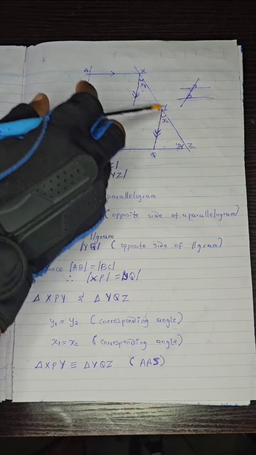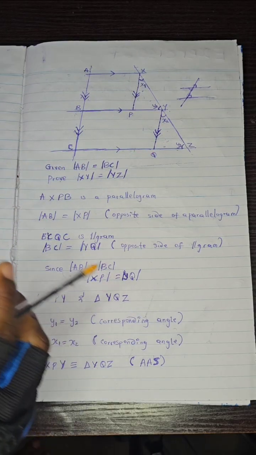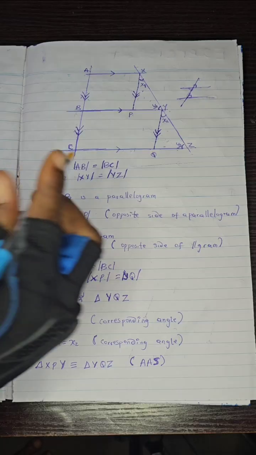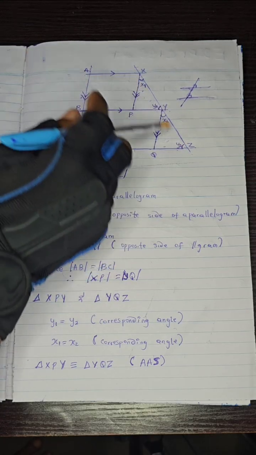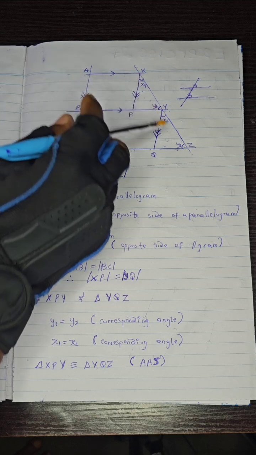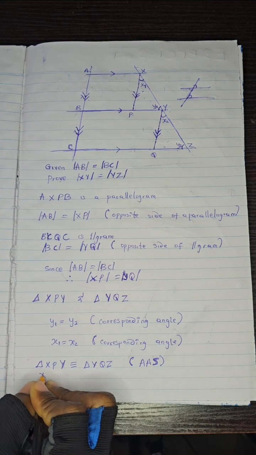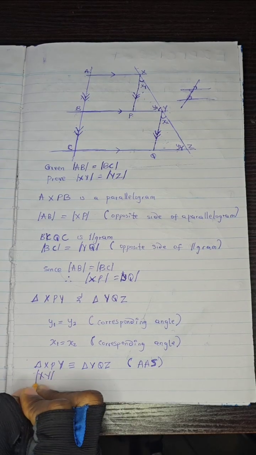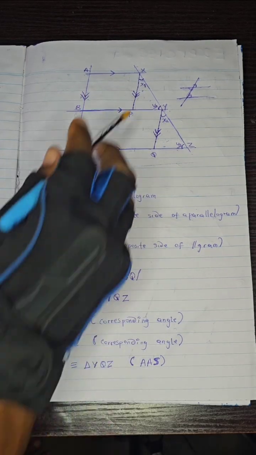And when you have confirmed that the two triangles are congruent, the corresponding sides become equal automatically. And what are the corresponding sides here? XY and YZ. These are the corresponding sides. So XY will now be equal to YZ. Or I say therefore, because this can only be possible because these two triangles are congruent.